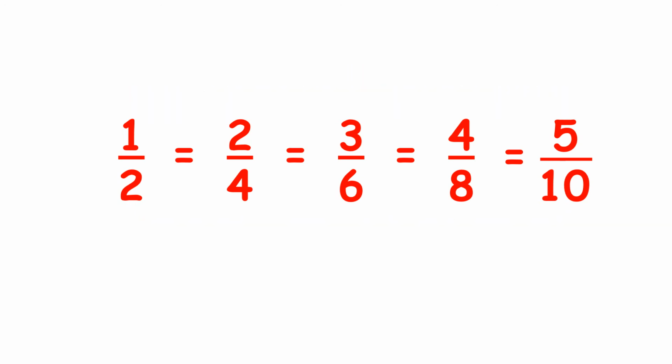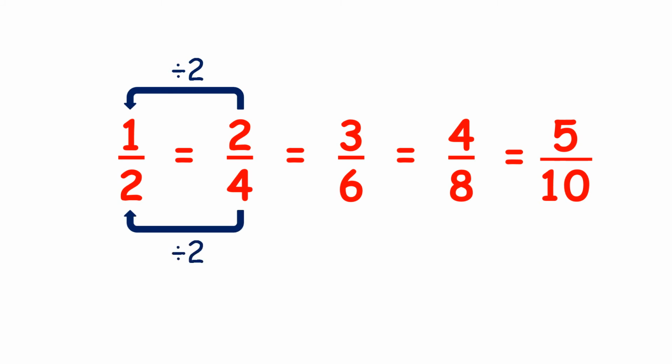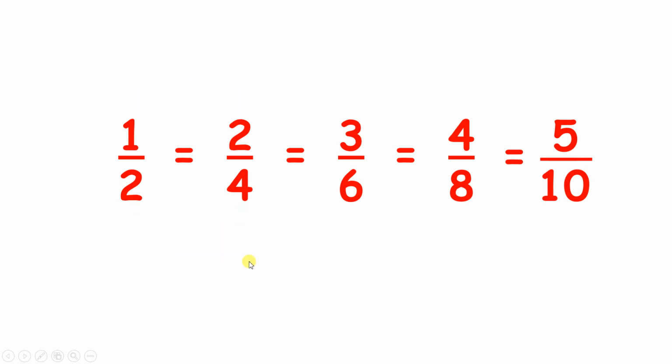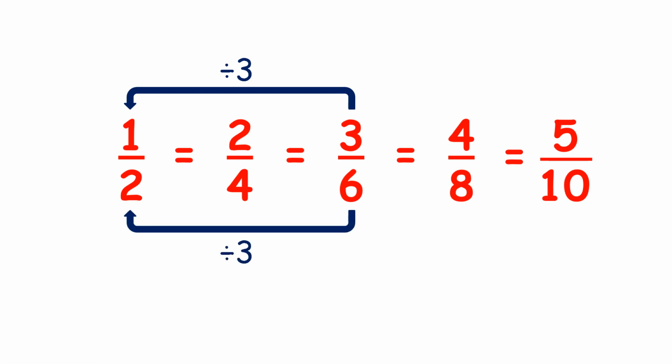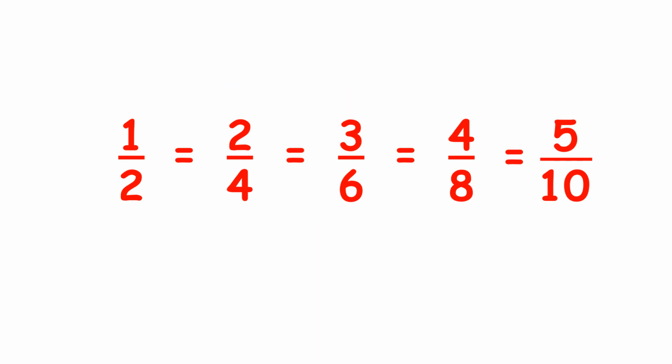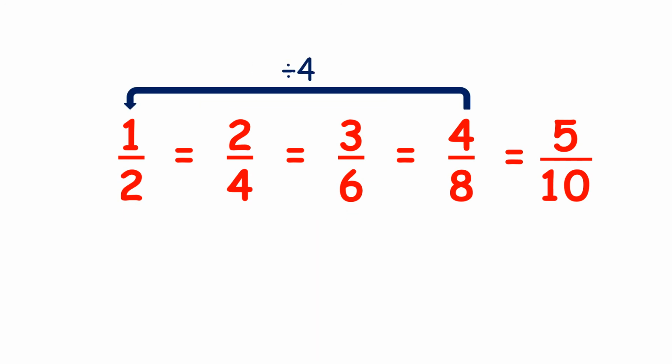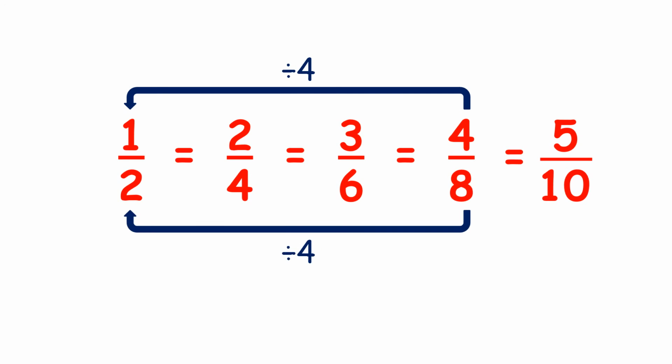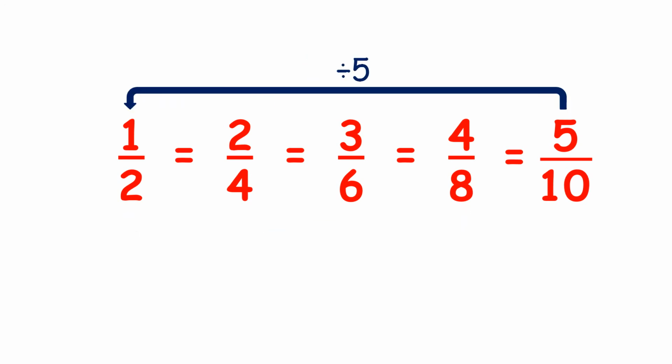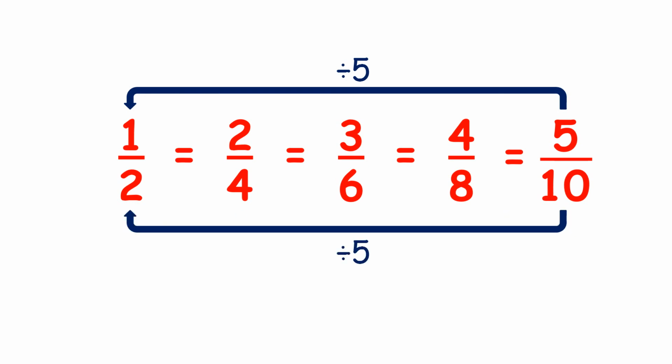Or we can go the other way. 2 divided by 2 is 1, and 4 divided by 2 is 2, so we know we have equivalent fractions because we can do the same to the top and bottom. 3 divided by 3 is 1, and 6 divided by 3 is 2. 4 divided by 4 is 1, and 8 divided by 4 is 2. And 5 divided by 5 is 1, and 10 divided by 5 is 2.